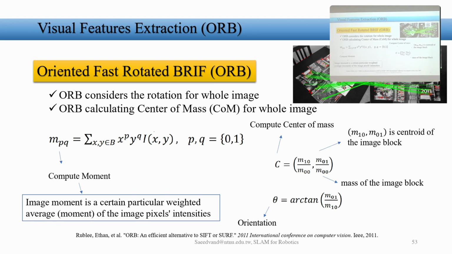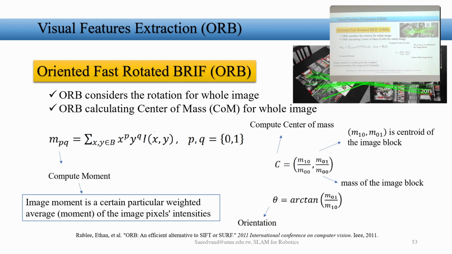Then after that, actually here we can put the moment. The moment is the difference between intensities. Using that moment, we can calculate the center of mass. Here we have the mass of the image block with M00. Then these two, M10 and M01, give the centroid of the image block.